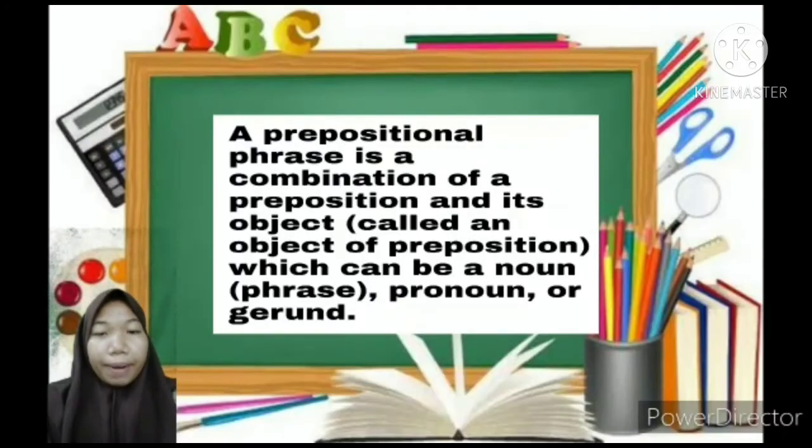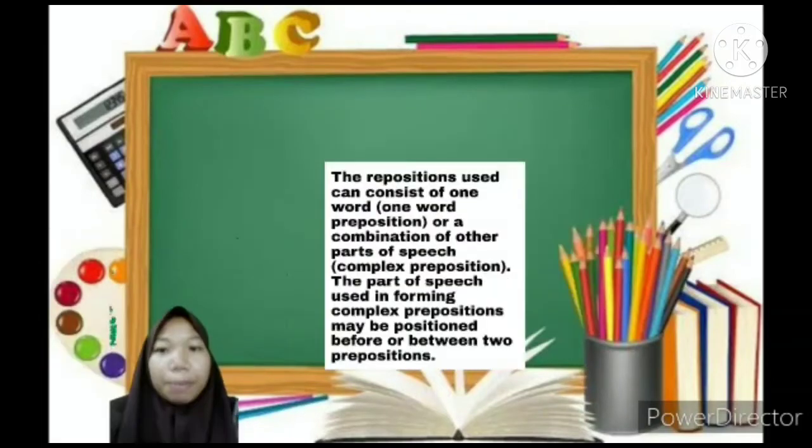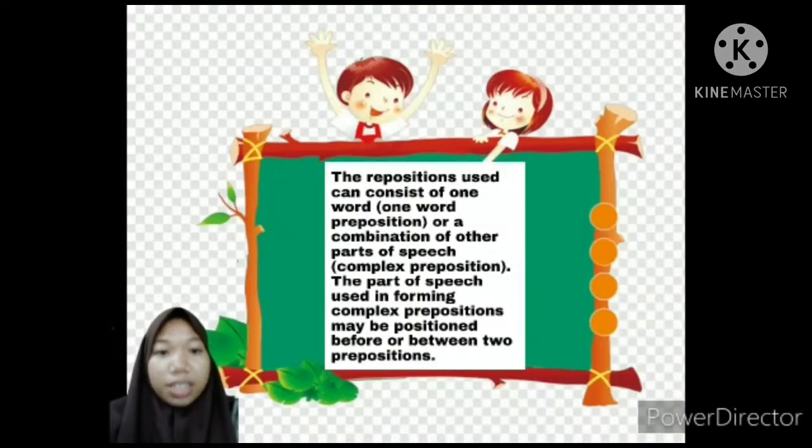A prepositional phrase is a combination of a preposition and its object, called an object of preposition, which can be a noun, phrase, pronoun, or gerund. The preposition used can consist of a one-word preposition, or a combination of other parts of speech, called a complex preposition. The part of speech used in forming a complex preposition may be positioned before or between two prepositions.